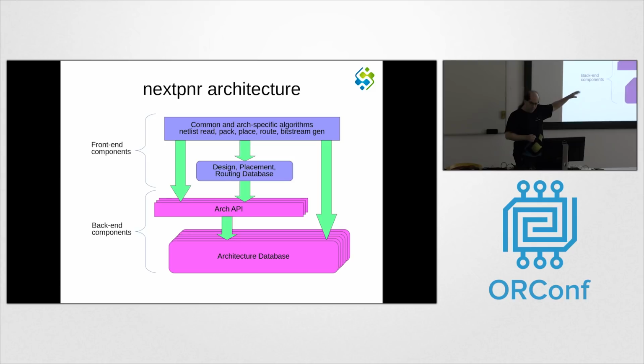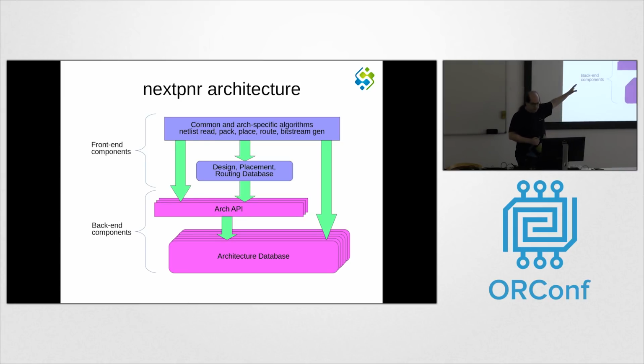So those algorithms, they talk to the design database, the placement database, the routing database. These are in-memory databases, essentially. The design database is just the netlist, where you have your nets and your cells, and the placement database just assigns the cells to primitives on the device physically, and the routing database just takes a net from the netlist and assigns it to wires and programmable interconnect points.